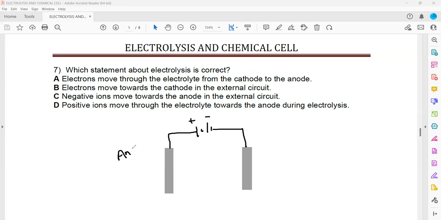The one which is connected with the positive terminal is called the anode, and the other one connected with the negative terminal is the cathode. Inside the electrolyte, we have ions. From the negative terminal, the electrons will move towards the cathode. When electrons move towards the cathode, these electrons will attract the positive ions. And the positive terminal of the battery removes electrons, so electrons will move out. As a result, there are more positive charges here, so negative ions are attracted towards the anode. Now we check the statements to see which is a valid statement.